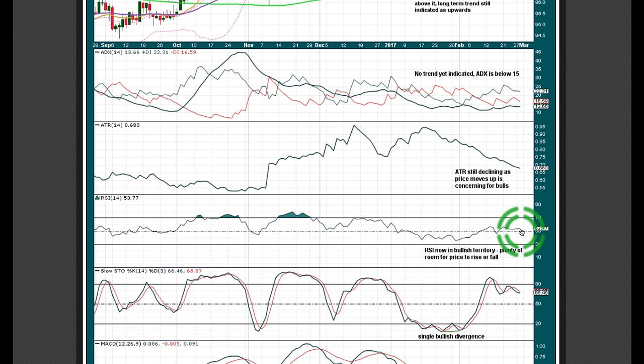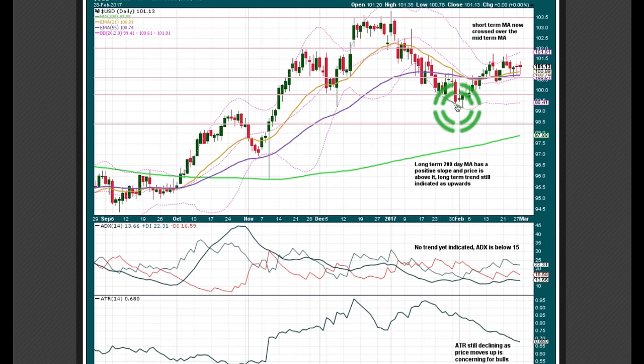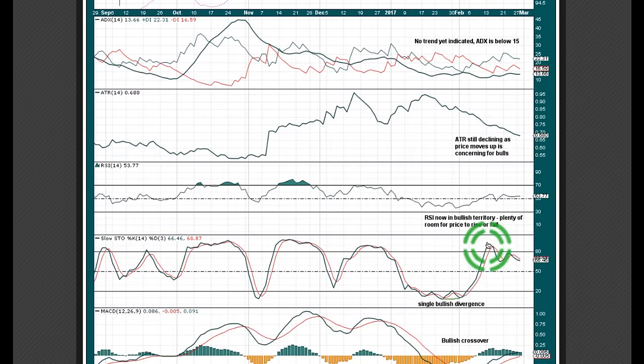RSI is pretty close to neutral, so plenty of room to rise or fall. We had some single bullish divergence down at the last lows here, telling us that we should look out for a trend change back down here. That's what we've got so far. Stochastics reached up into overbought. It's come down a little bit. This oscillator can remain extreme for quite reasonable periods of time when dollar index is in a good trend.